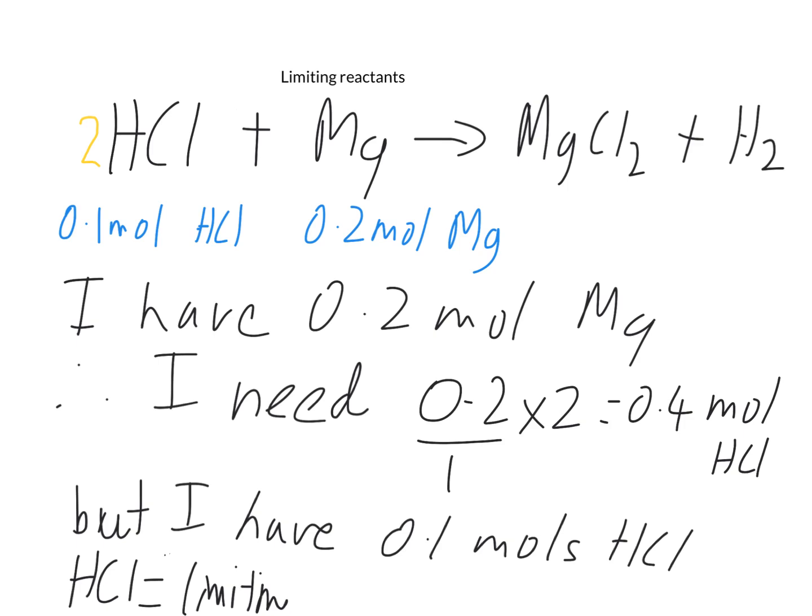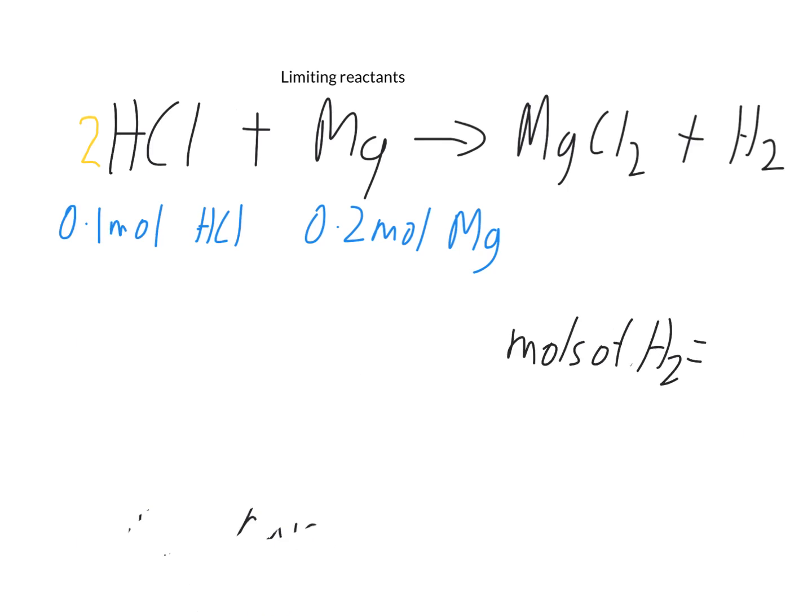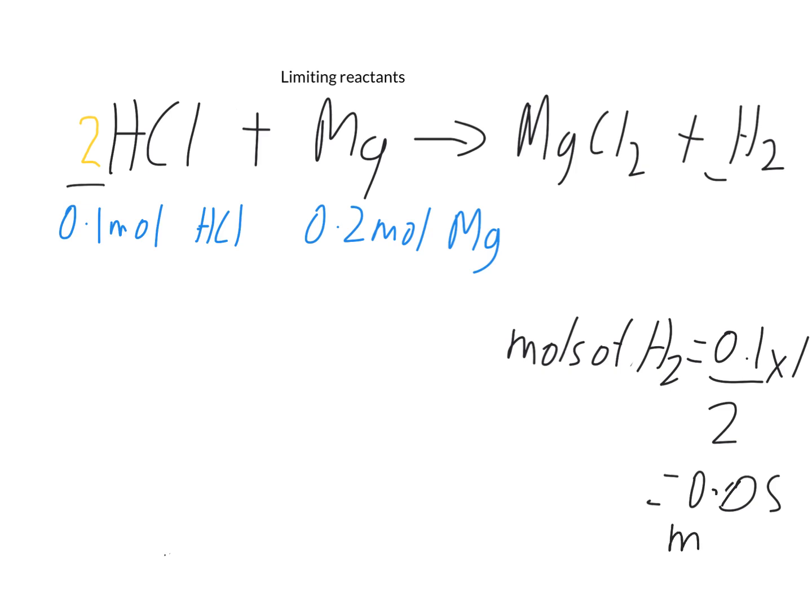Why does this matter? Because now we're going to use our HCl amount to work out how much H2 is produced. So your moles of H2 now, we're going to work out using your HCl. You go 0.1 divided by 2 times by 1, which should give you 0.05. Key thing here, you work out which of the reagents is limiting, and then you use that to work out how much of your product you have produced. And in this case, we've worked out that it's the HCl that's limiting, and as a result, you've only been able to produce 0.05 moles of H2.